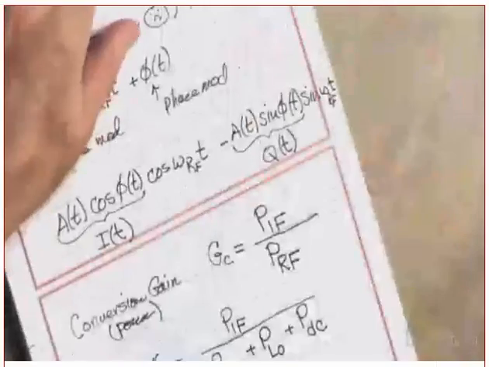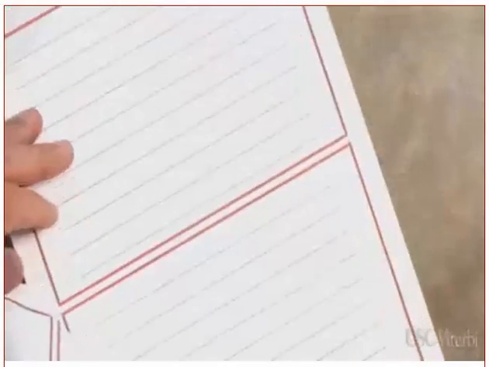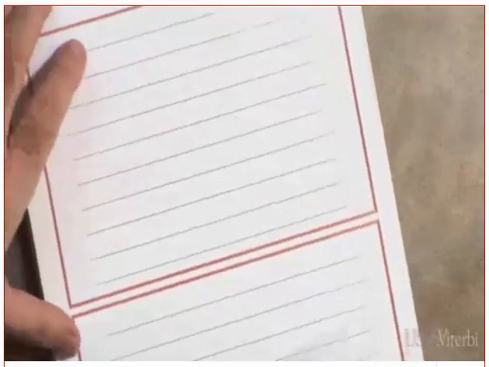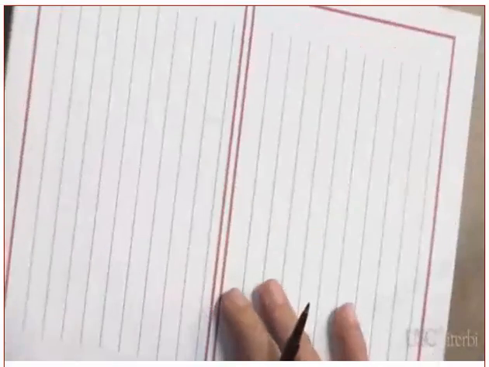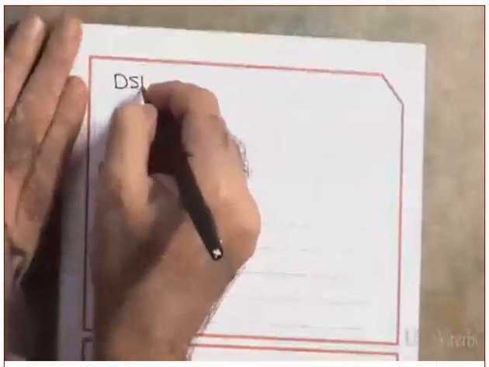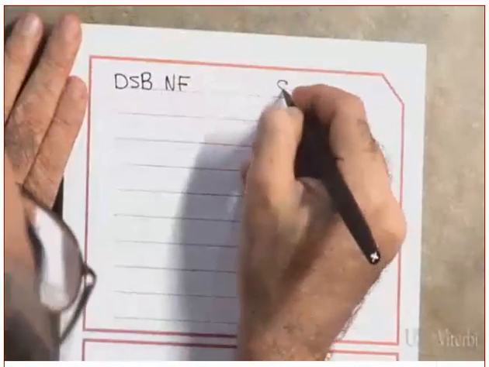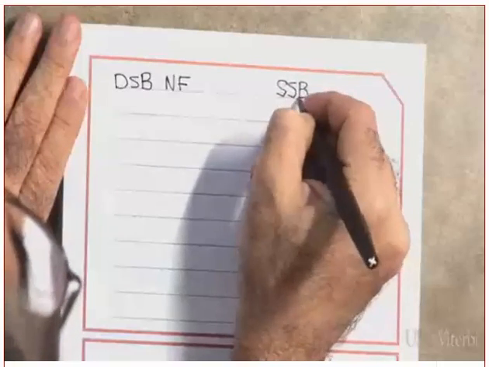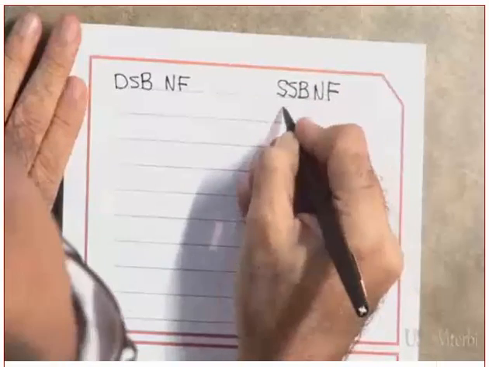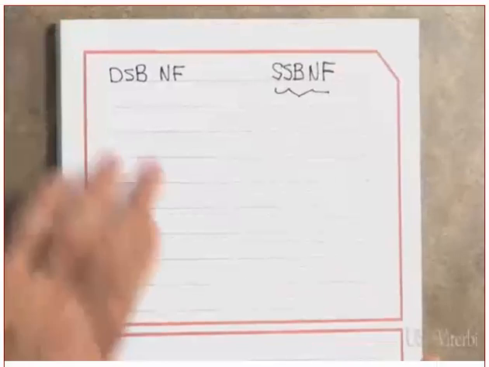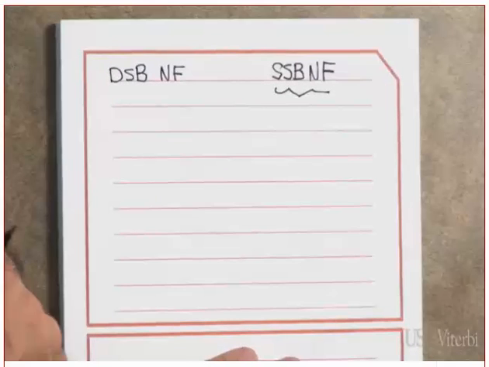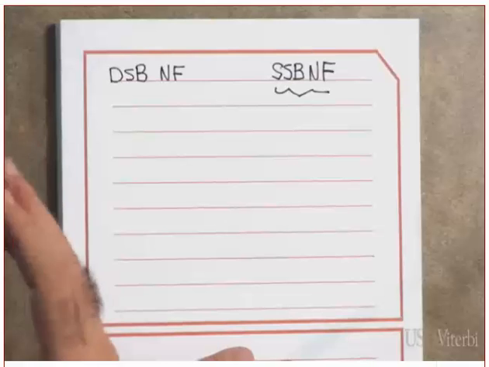Let me use the pad first, and then, sorry, the noise figure. Okay. This one is good enough. I want you to see this. Double sideband noise figure and single sideband noise figure. Let's start with the single sideband noise figure. What does it assume? Now listen to me.